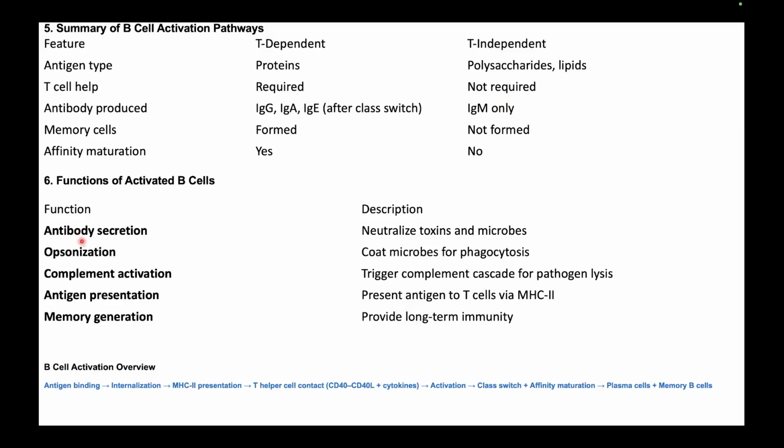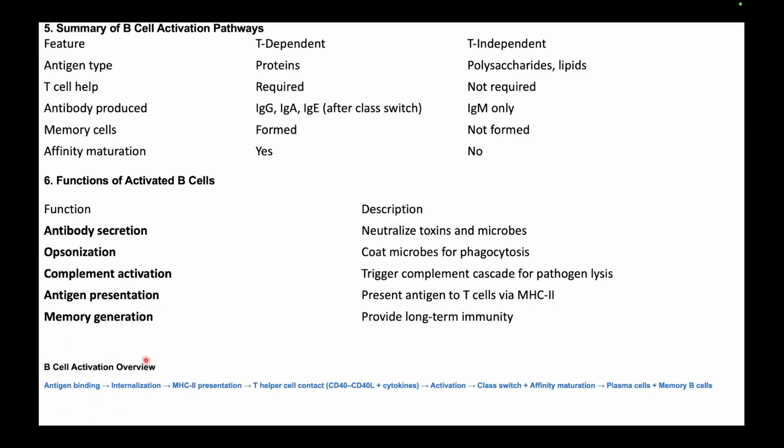Functions also: function of the activated B cell is antibody secretion. Antibodies neutralize the toxins and microbes. Opsonization, which is nothing but coating the microbes for phagocytosis. Complement activation: these antibodies or activated B cells trigger the complement cascade for pathogen lysis. Antigen presentation: they present the antigen to the T cell via MHC2. There is also memory generation.